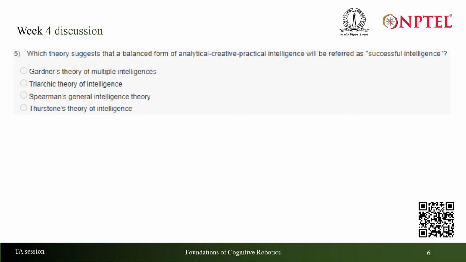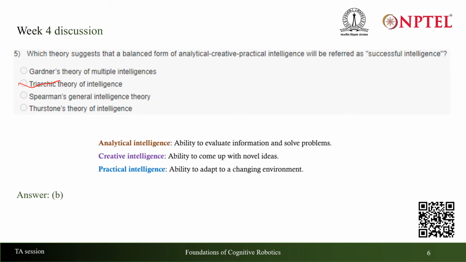In question 5, which theory suggests that a balanced form of analytical, creative, and practical intelligence will be referred to as successful intelligence? So you have Gardner's theory of multiple intelligences, the triarchic theory of intelligence, Spearman's general intelligence theory, and Thurstone's theory of intelligence. So the right answer is the triarchic theory of intelligence.